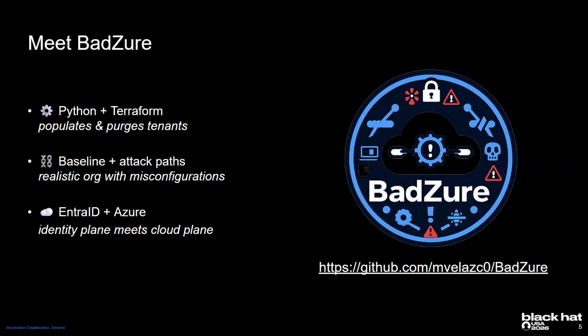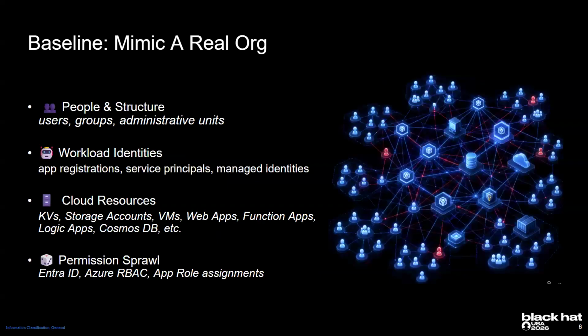It spans both planes, the identity plane and the cloud plane. So it's able to populate Entra ID tenants with identities, but also populates Azure subscriptions with cloud resources. And it builds attack paths across them. So for example, you could start an attack path with a compromised identity, pivot through a cloud resource by abusing it, and so on. So let's unpack those two layers, starting with the baseline.